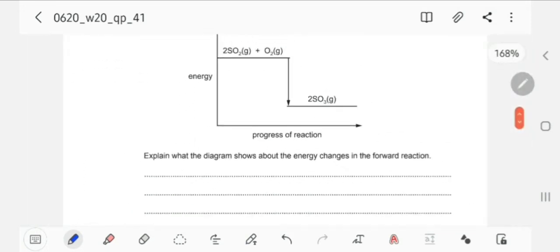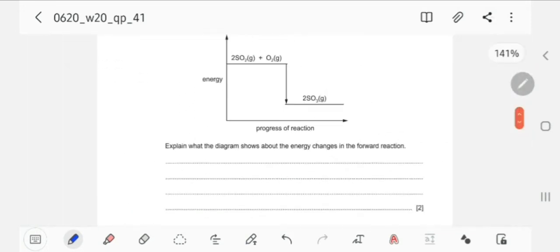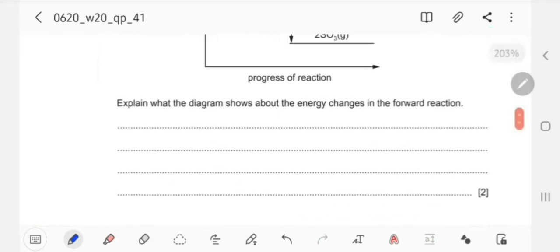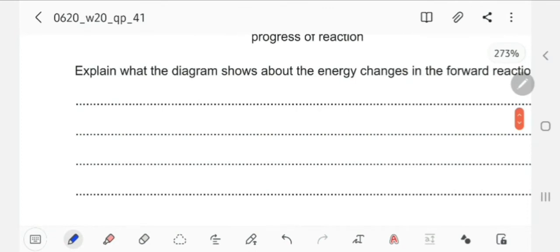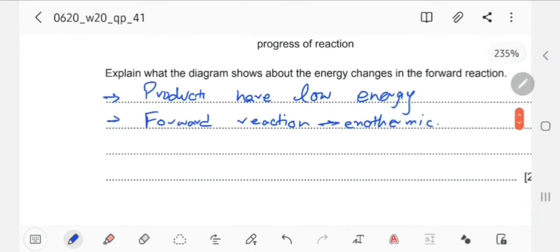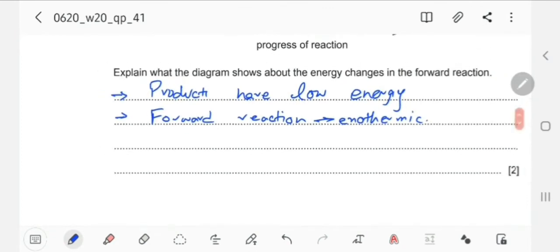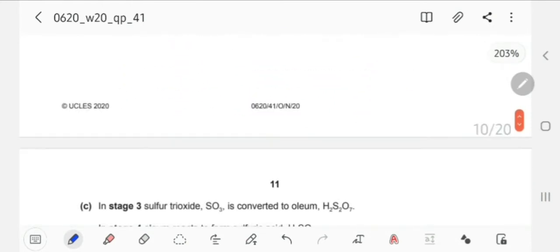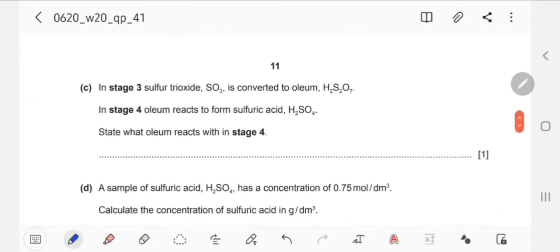Explain what the diagram shows about the energy changes in the forward reaction. Well, as the products have lower energy than the reactants, it is an exothermic reaction. You will write products have lower energy, and the forward reaction is exothermic. State what oleum reacts with in stage 4. Well, it reacts with water to produce sulfuric acid.